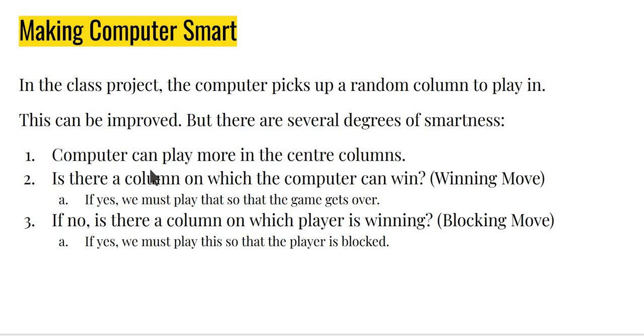All right, so having made the computer smart to recognize a move that it can potentially win, the winning move. In fact, now we are very, very close to giving it the next level of smartness: if I cannot win in this move, let me at least block you from winning. The question the computer asks is, look, I can't win, but is there a column in which the other player is winning? That's a blocking move.